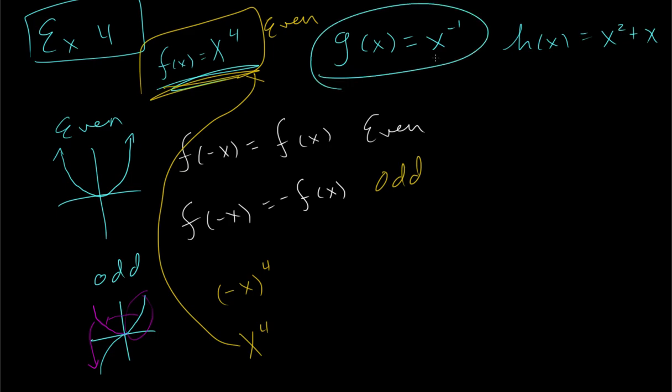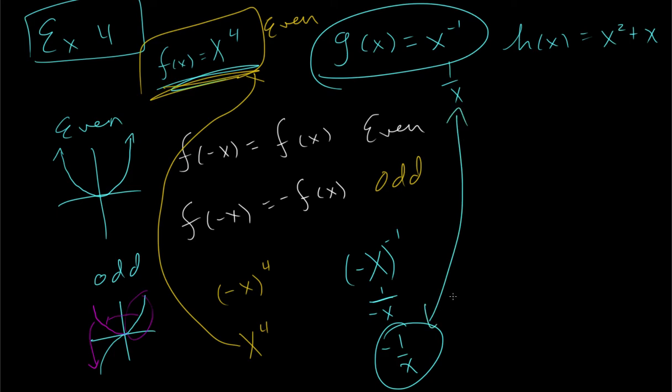Now I'm going to do this one. So I have x to the negative 1, but I'm plugging in a negative 1. Now for me, it's a little bit easier not to deal with the negative exponent. So the first thing I'm going to do is just transform it into this. And I get negative 1 over x. And this one can be written as 1 over x. And so if we compare that to that, we see that it's exactly opposite. And so that fits our definition of odd.